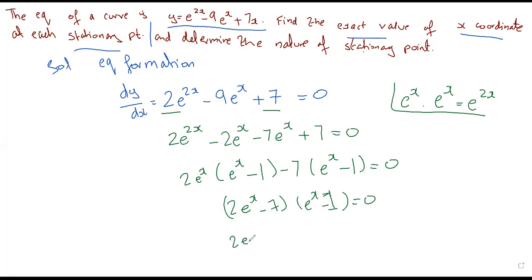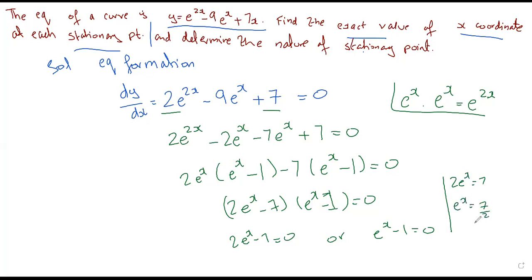Now 2 e to the x minus 7 is 0, or e to the x minus 1 is 0, and the answer would be 2 e to the x is 7, e to the x is 7 by 2.